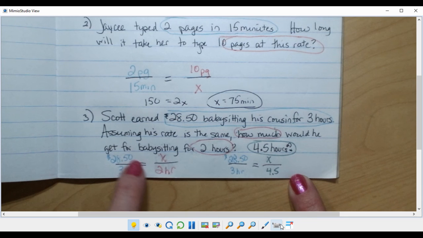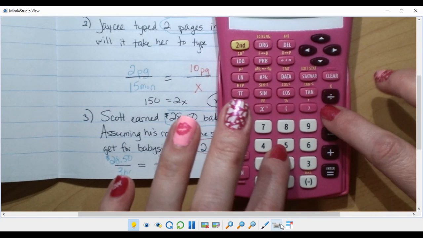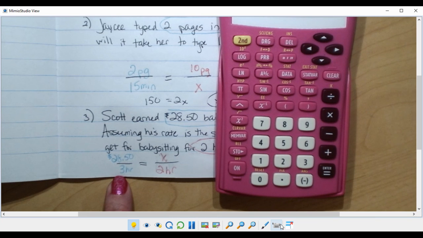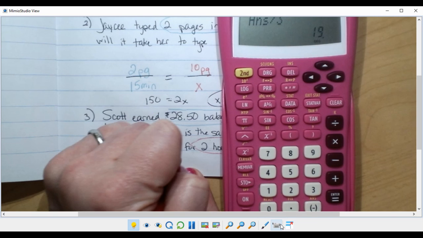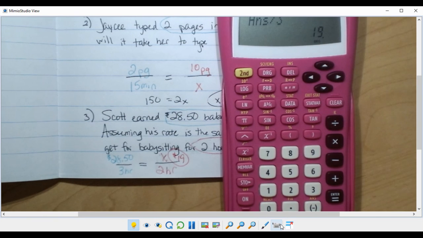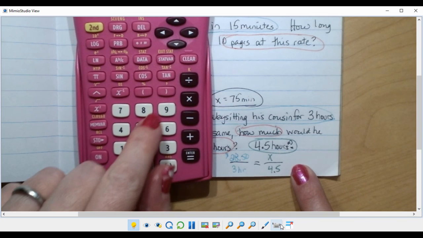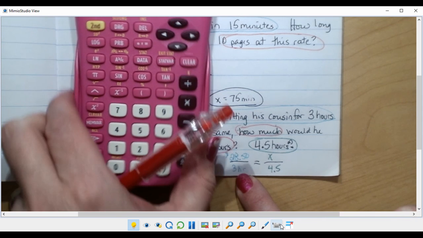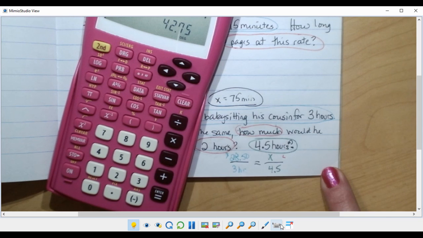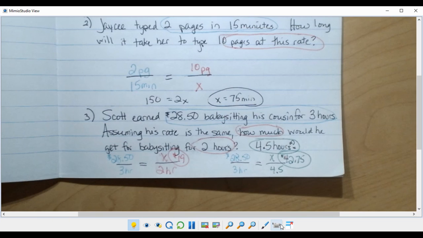Find the diagonal that has 2 numbers, not the variable. So in this case, it would be 28.50 times 2. 28.5 times 2 equals. And then simply divide by the other number. So in this case, we expect Scott to get $19 for 2 hours worth of work. And then a similar thing here, 28.5 times 4.5 divided by the other digit, we get 42.75. Not bad for a couple hours of work.